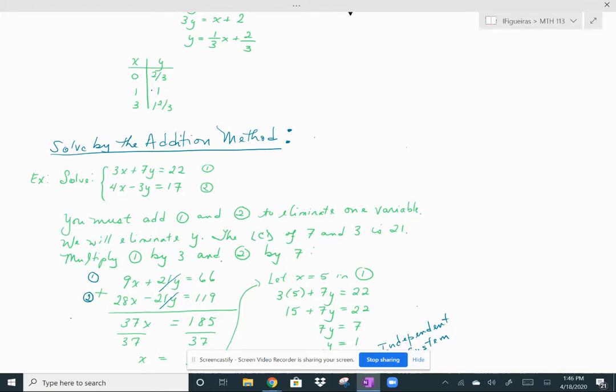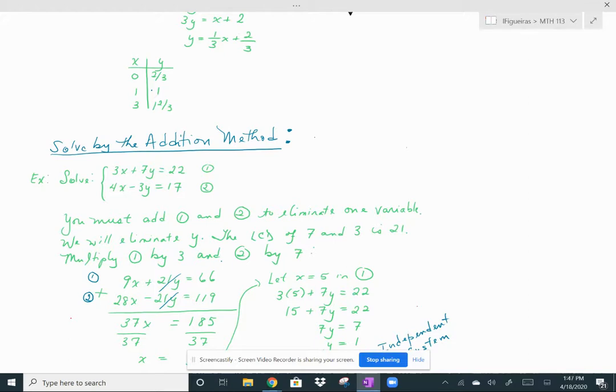We want to solve 3x plus 7y equals 22. I'm going to call that equation 1. And 4x minus 3y equals 17. That's equation 2. So again, your goal is to add equations 1 and 2 to eliminate one of the variables. So suppose I decide that I want to eliminate the y variables. You can choose either x or y, but you have to choose one.